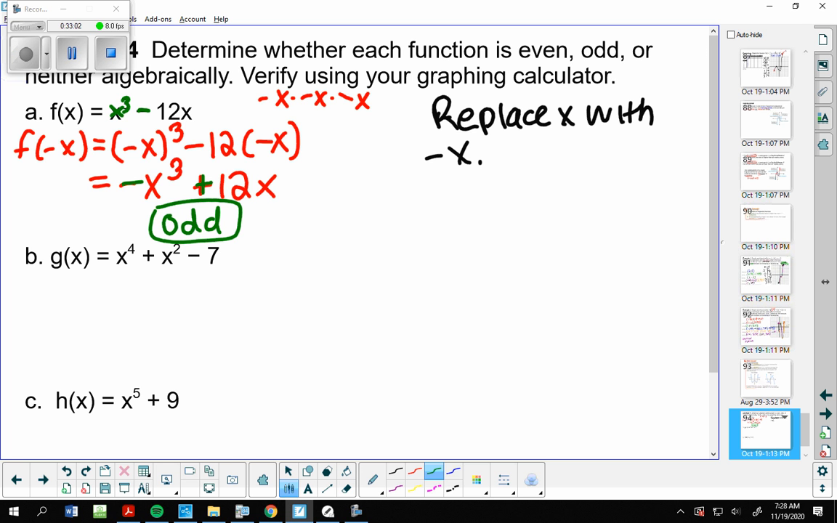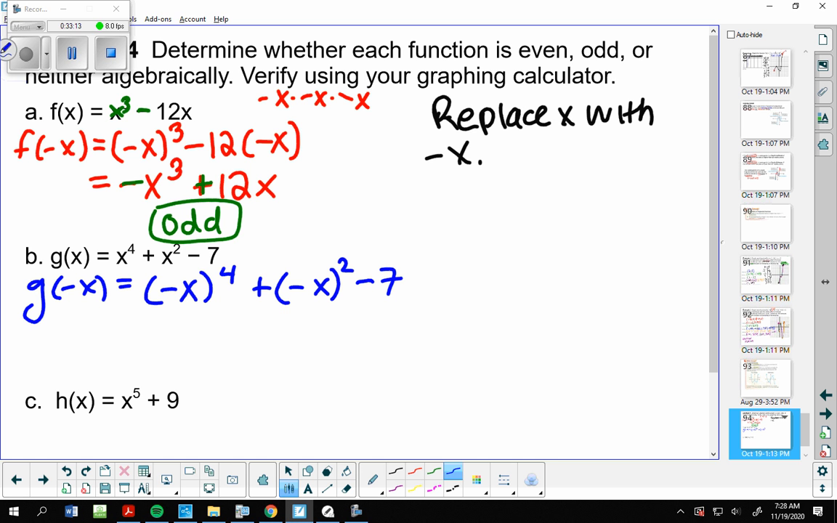All right, let's do b. So we're going to replace x with a negative x. So we have negative x raised to the 4th power plus negative x raised to the 2nd power minus 7. When you're taking negative x to the 4th power, you're really doing negative x times negative x times negative x times negative x. But if you remember, if you're raising it to an even degree, then it's going to be positive because it's as if you were squaring something. So it says positive x to the 4th power. Negative x times negative x is positive x squared. And then we just have minus 7 at the end.